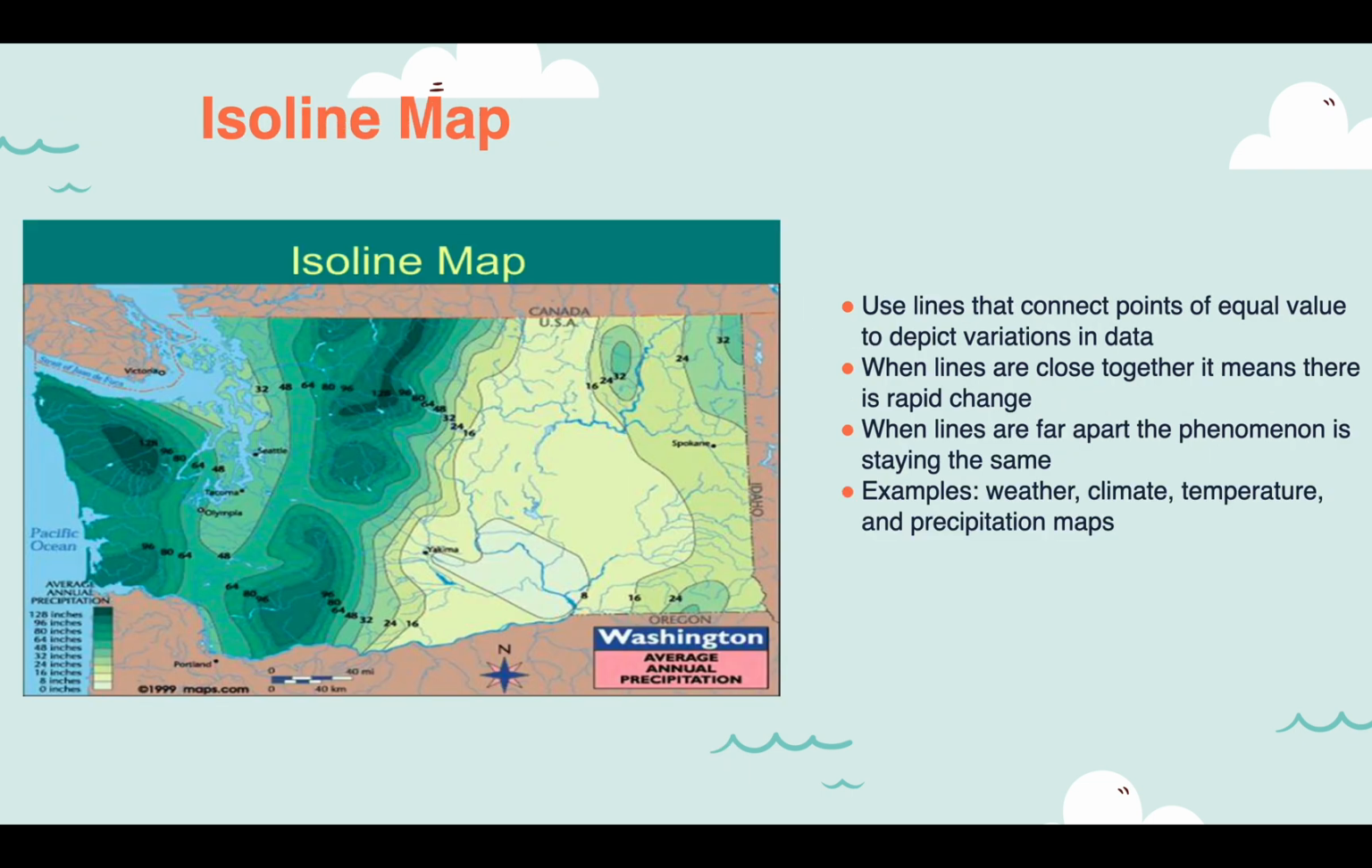Isoline maps use lines that connect points of equal value to depict variations in data. When the lines are closer together, it means there is a rapid change. When the lines are further apart, the phenomenon is staying the same. Examples of this are weather maps, climate maps, temperature maps, and precipitation maps. All of those that you've seen on the Weather Channel or weather.com, they're all isoline maps.